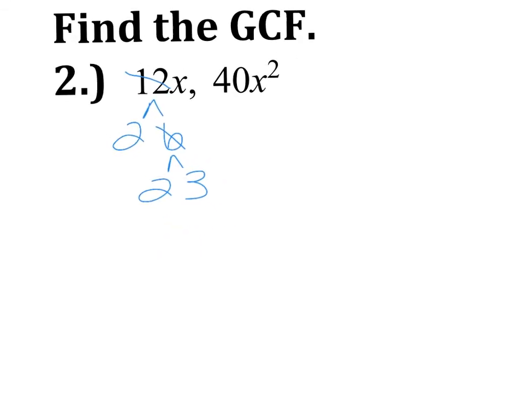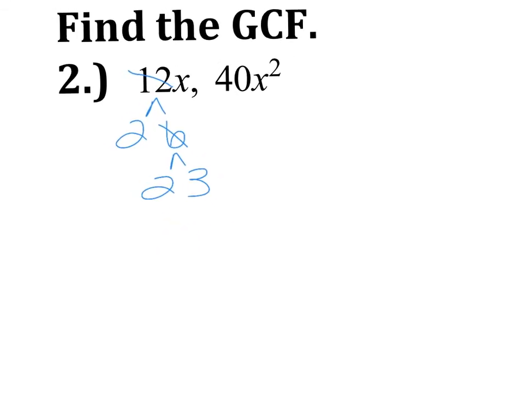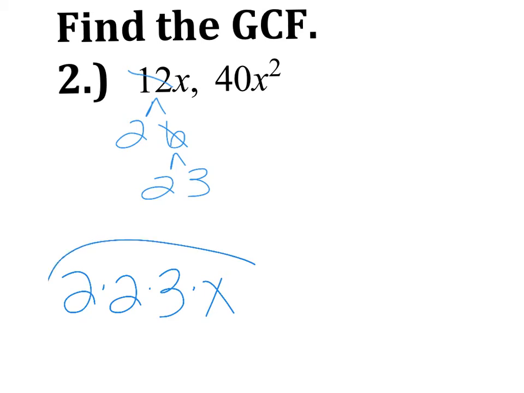So 12x is actually 2 times 2 times 3 times x. This is what we call the prime factorization. It's broken down, but if you check it out, 2 times 2 is 4, 4 times 3 is 12, and 12 times x is 12x. So it's really the same thing, just in a broken down format.